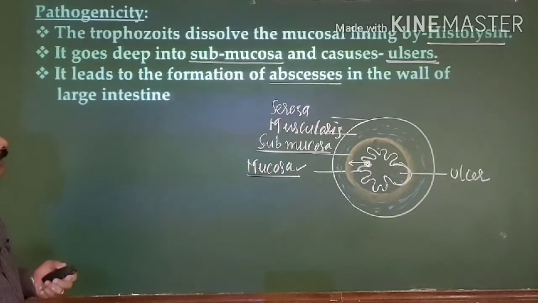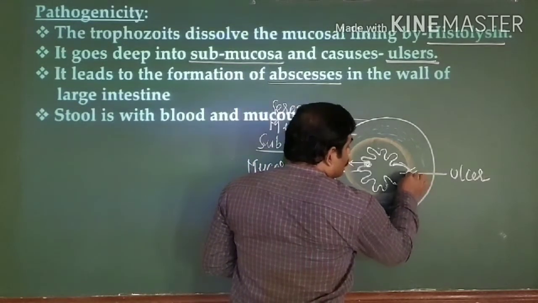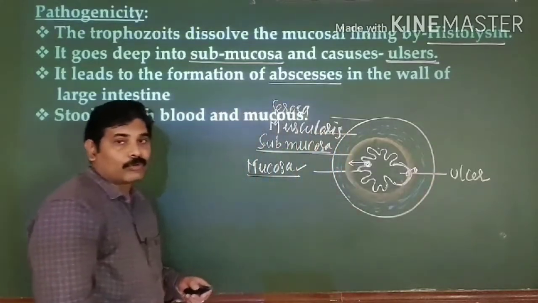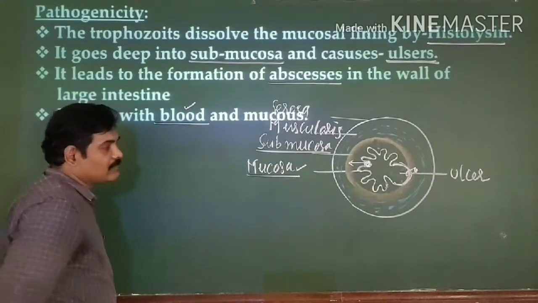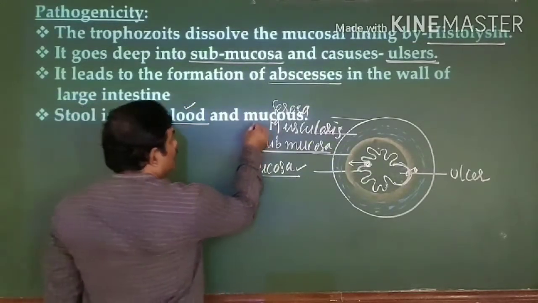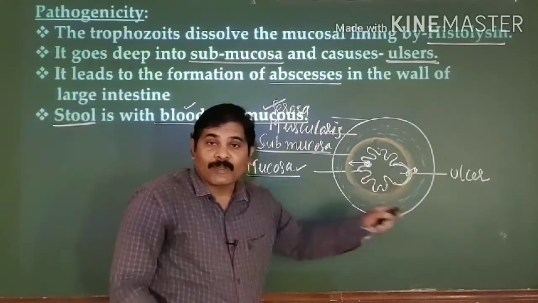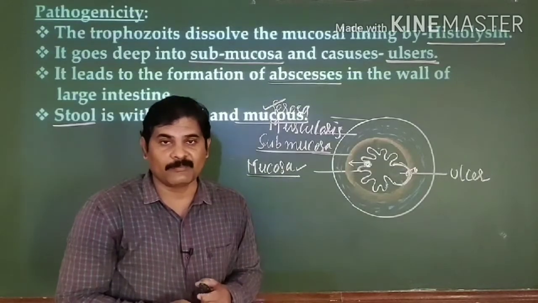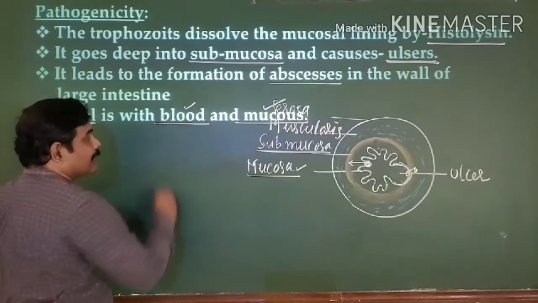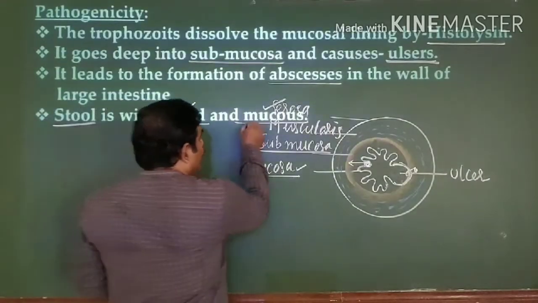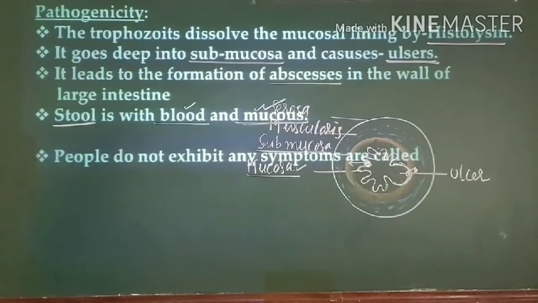That is one thing. Thereafter, as you know, this is supplied with blood vessels also. The blood vessels also get ruptured, so you can find blood. Since the mucosa secretes mucus, mucus is also present in the stool. In that condition, when the infected person goes for defecation, along with the stool he can notice blood. Some amount of blood is present, and mucus also is present in the stool. This is what takes place.